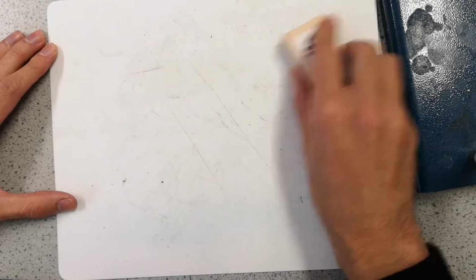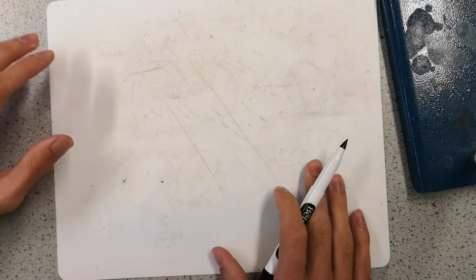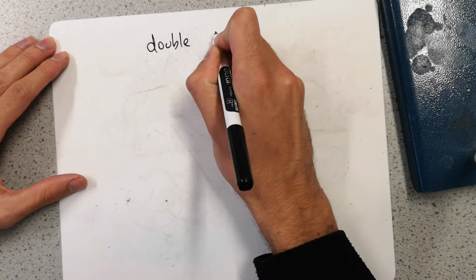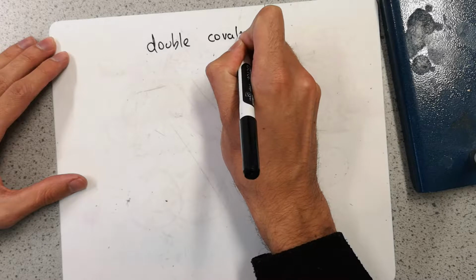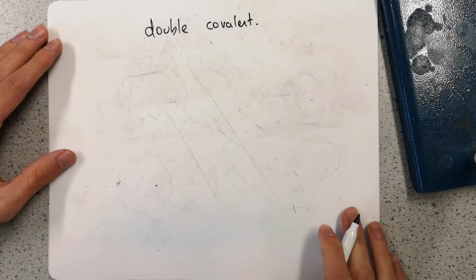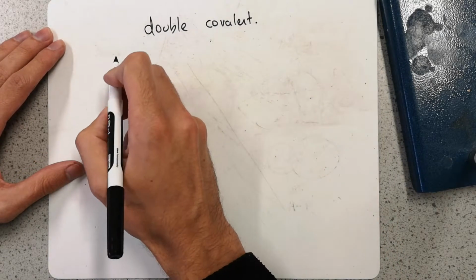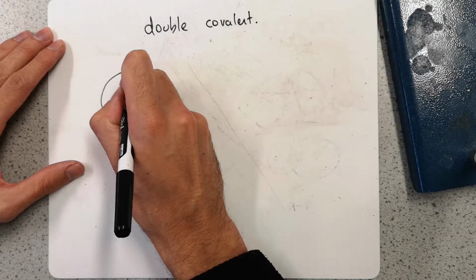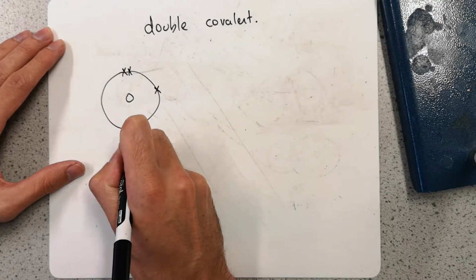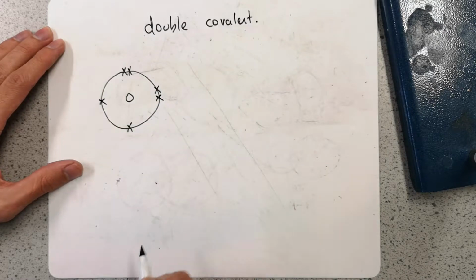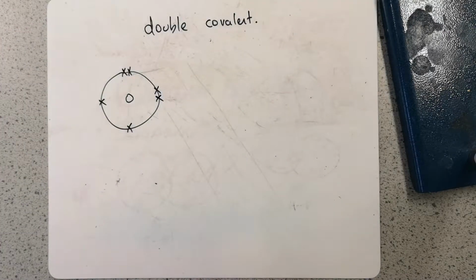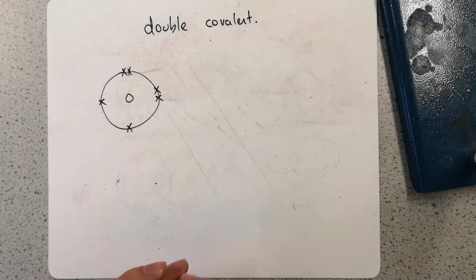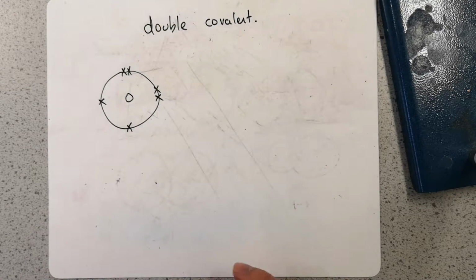A double covalent bond. We'll look at now. So, double covalent. The example I'm going to look at is oxygen. So oxygen has 6 electrons in its outer shell. So it's unstable, it needs another 2 in order to get a full outer shell.